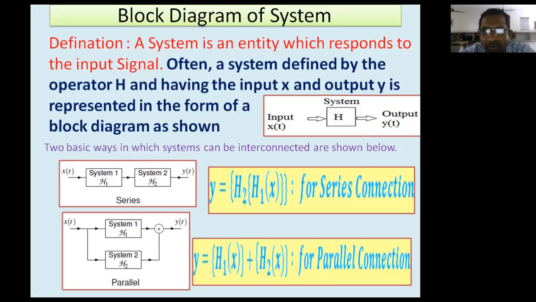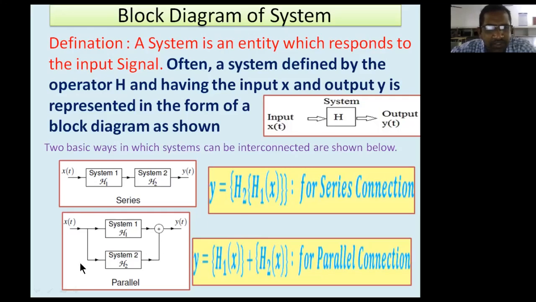Now in a quick while, we are going to discuss the meaning of an LTI system, which is called a linear time invariant system. Now systems can be connected in two ways. One is the series connection. That means system 1 and system 2 are connected in series, just like batteries in a torchlight, where we connect the batteries in series. So that is a series connection.